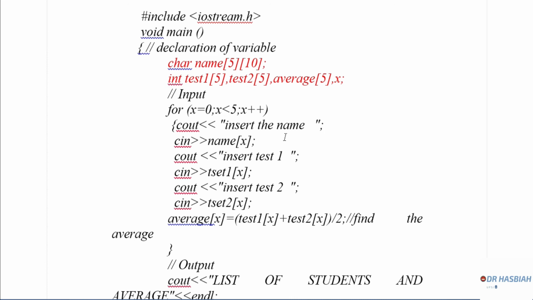Cout, insert the name. Cin name[x] here. So you have to cin the name[x], meaning for the first student. And then cout insert test 1, cin test1[x]. Insert test 2, cin test2[x] here. Not this, this is a spelling error. It should be test.